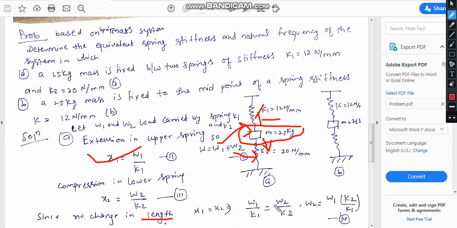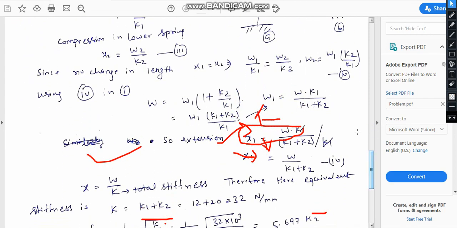If there is no change in length, then W1 by K1 and W2 by K2 are equal, and we have calculated the W2 value. If we put this W2 in equation 1, W = W1 + W2, we get W = W1 (1 + K2 by K1), which comes to W1 = W (K1 + K2) upon K1. So what is the value of W1? W1 = W into K1 upon (K1 + K2).